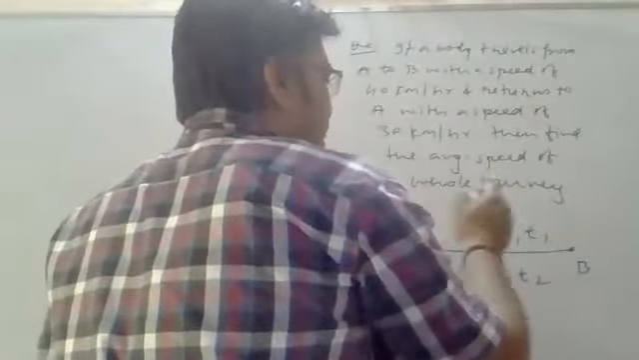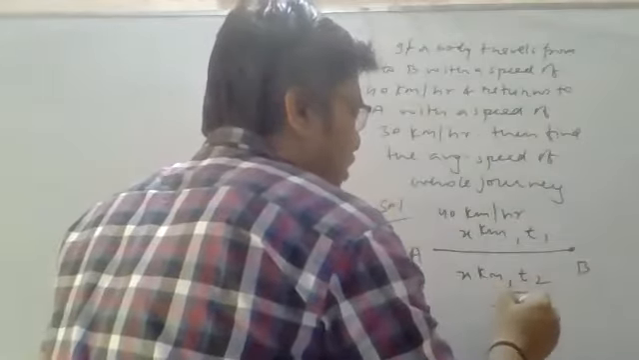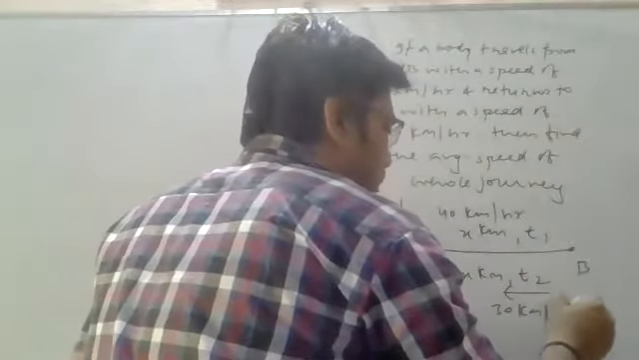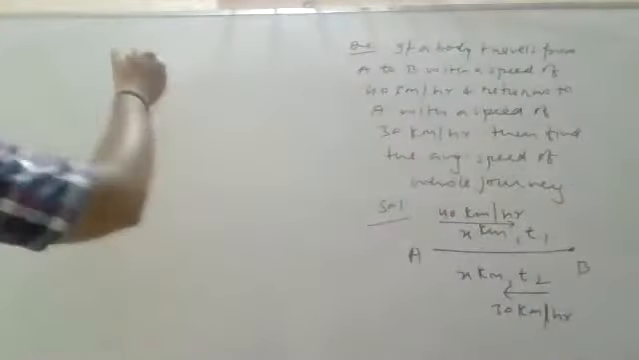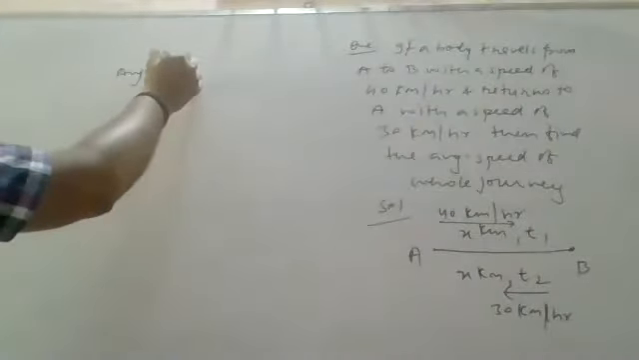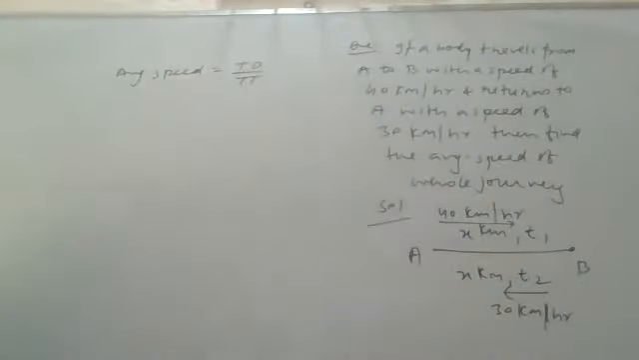When a person is going from A to B, the speed is 40 km per hour. And when the person is returning, the speed is 30 km per hour. That is the point. Now see, what does the concept of average speed say? Average speed is total distance by total time. That is my concept.